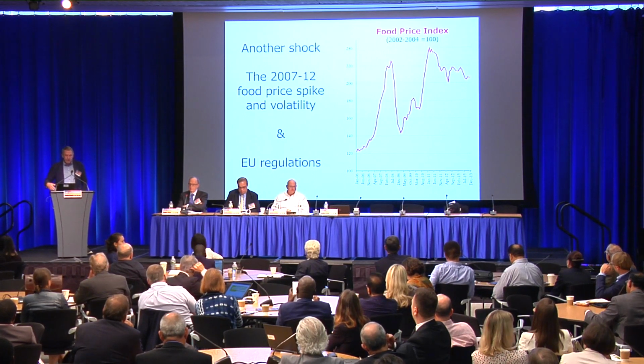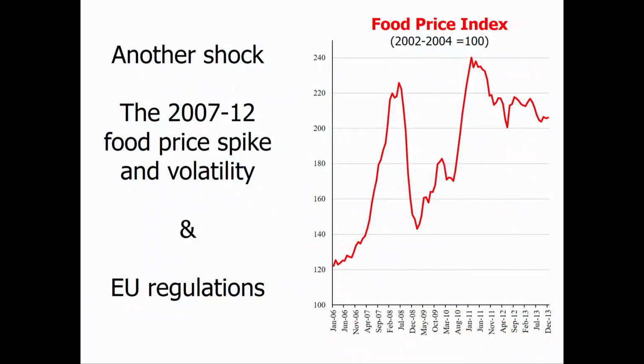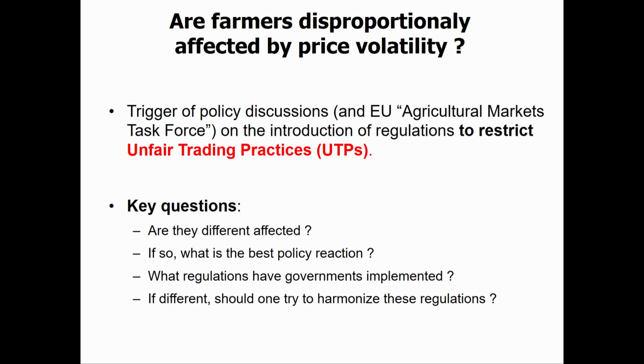So here again is a big disruption in our system which led to a series of regulations or demand for regulations. So this is the food price index. I'm sure all of you know this picture very well. And so the question is here, are farmers disproportionately affected by price volatility in the value chains? Okay. And so farmers groups have said yes, and therefore the government has to intervene, has to protect us against what I call unfair trading practices of other agents in the value chain.